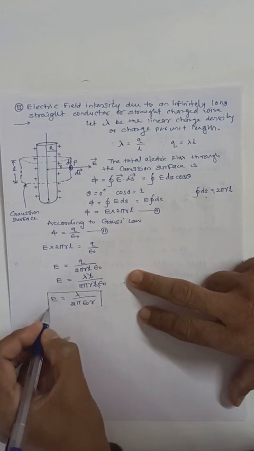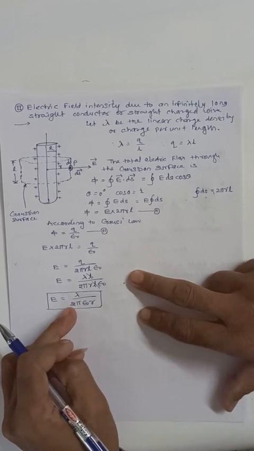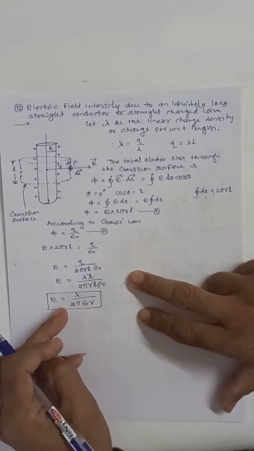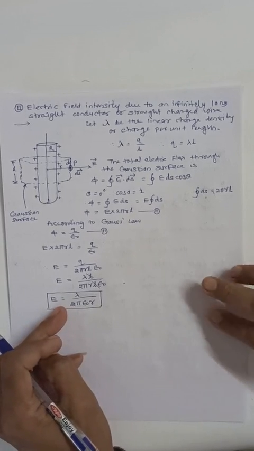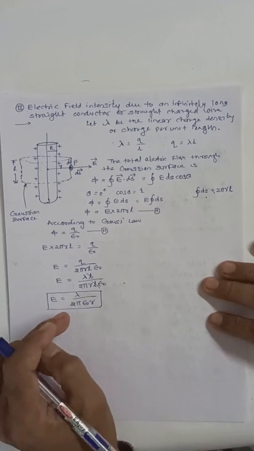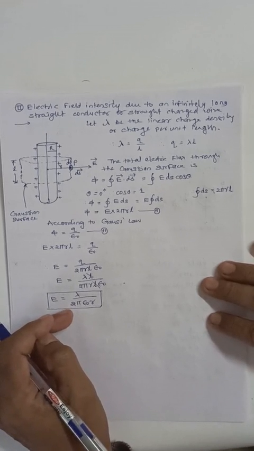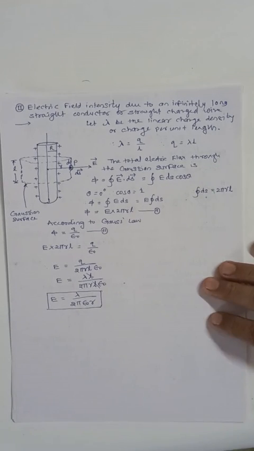Using this equation, we can determine the electric field intensity due to an infinitely long straight conductor or straight charged wire. This is the second application of the Gauss law. Okay, the third application will be seen later on.